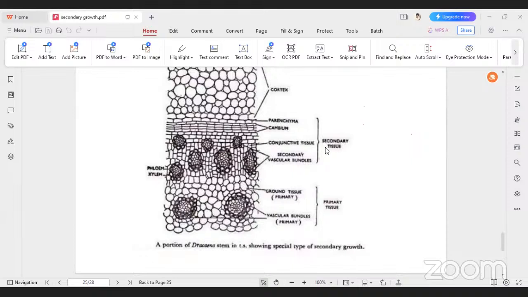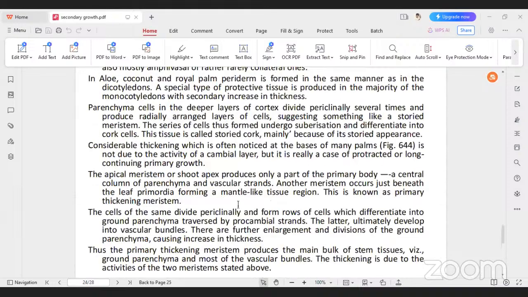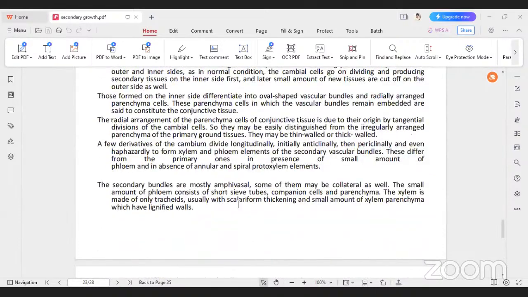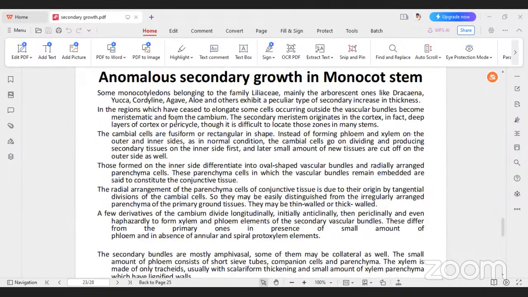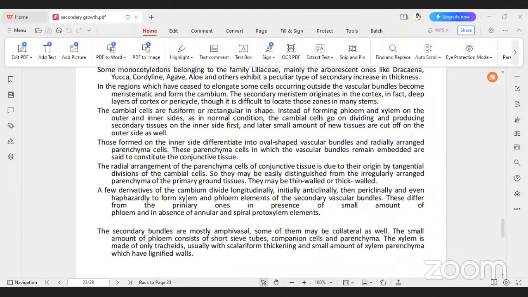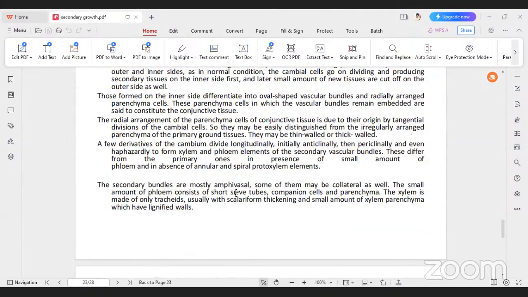That is an abnormal character. Here the vascular bundle is actually not a collateral vascular bundle. Secondary bundles are mostly amphivasal. In monocotyledons, the cambium cells are fusiform, rectangular. They form side rows, and the fusiform cambium divides longitudinally, initially anticlinal. Xylem, primary element, secondary xylem. These secondary bundles are mostly amphivasal.